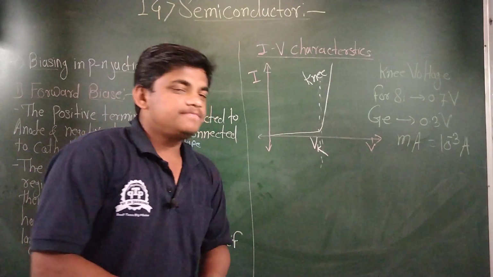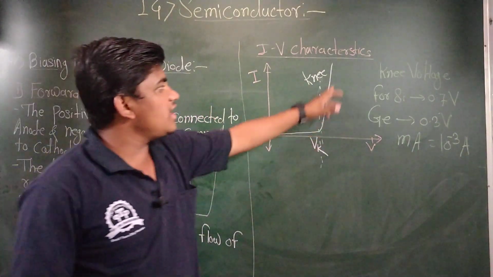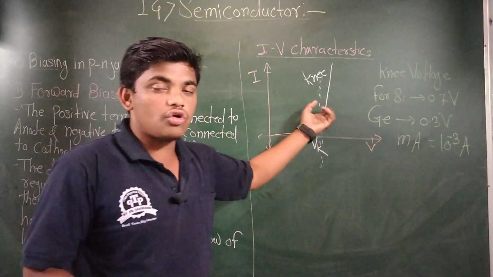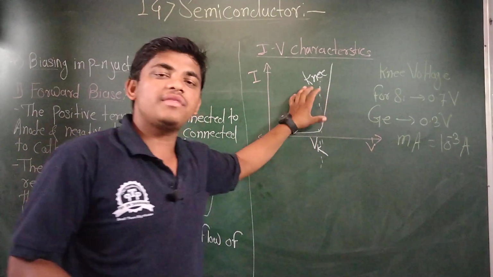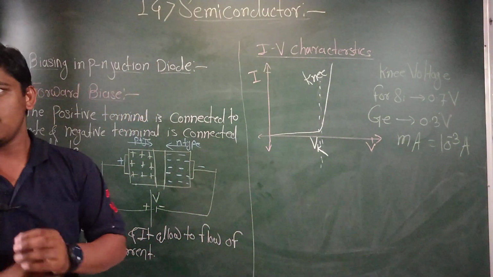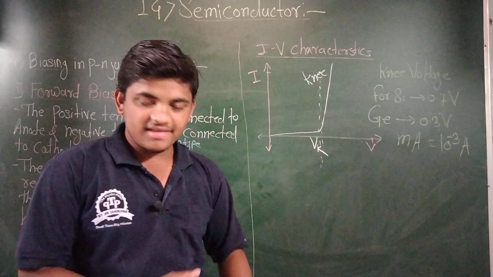At the knee point the conduction of current is very high, and to limit this current we use an external resistance.